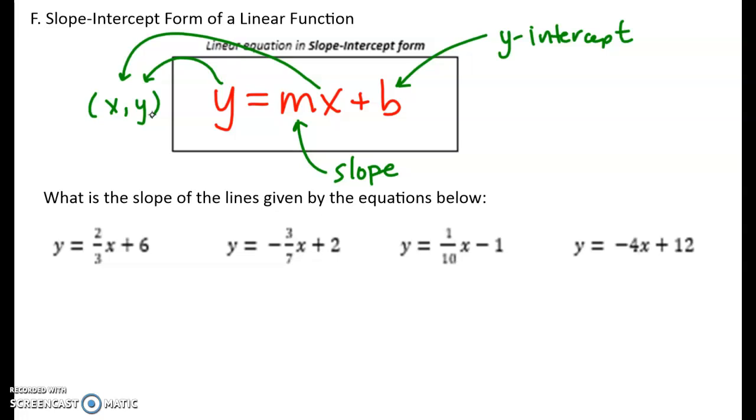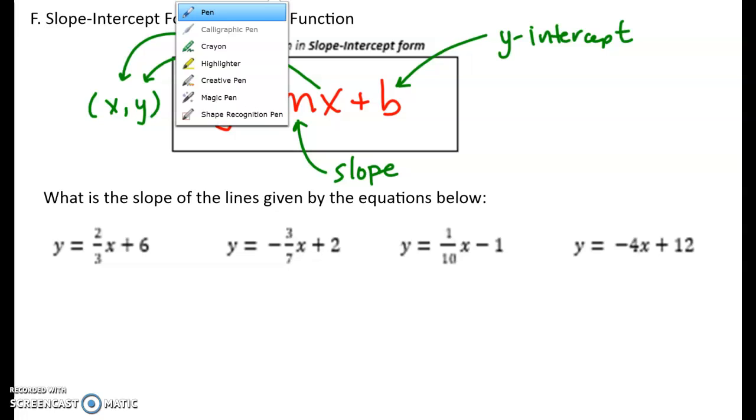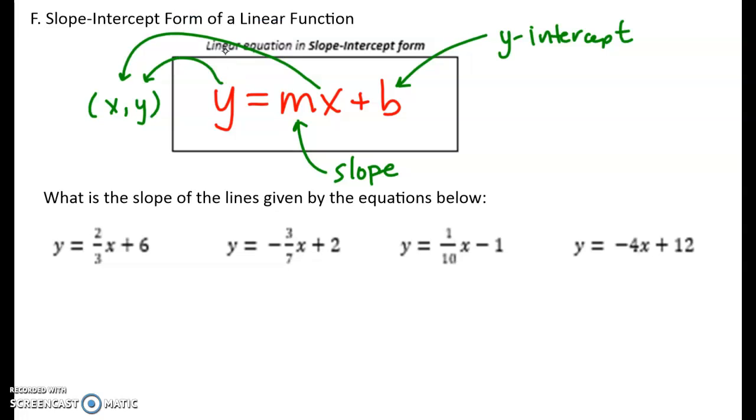Okay, so when we look at these equations below, I'm going to grab my highlighter, it's asking us what the slope is. Well, I know the slope is this fraction, or the number, the coefficient of the x variable. So by looking at these equations, I can identify the slope.